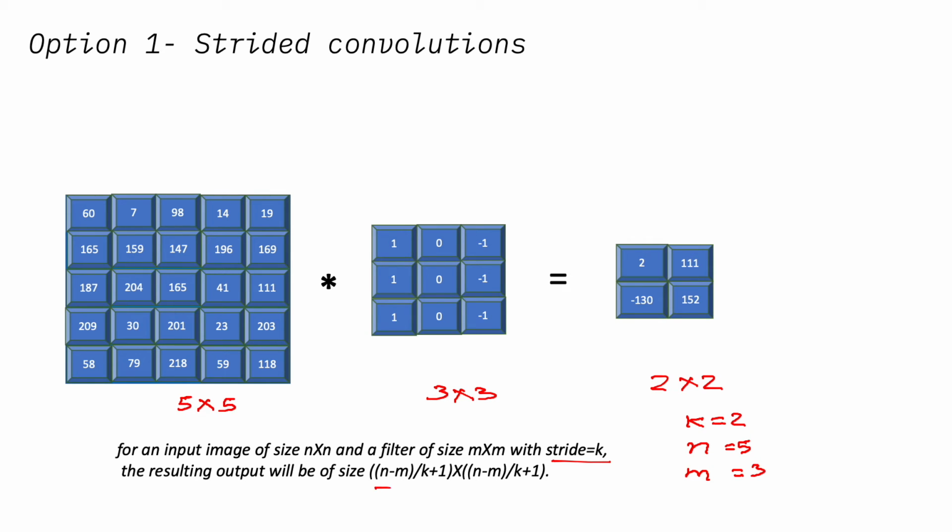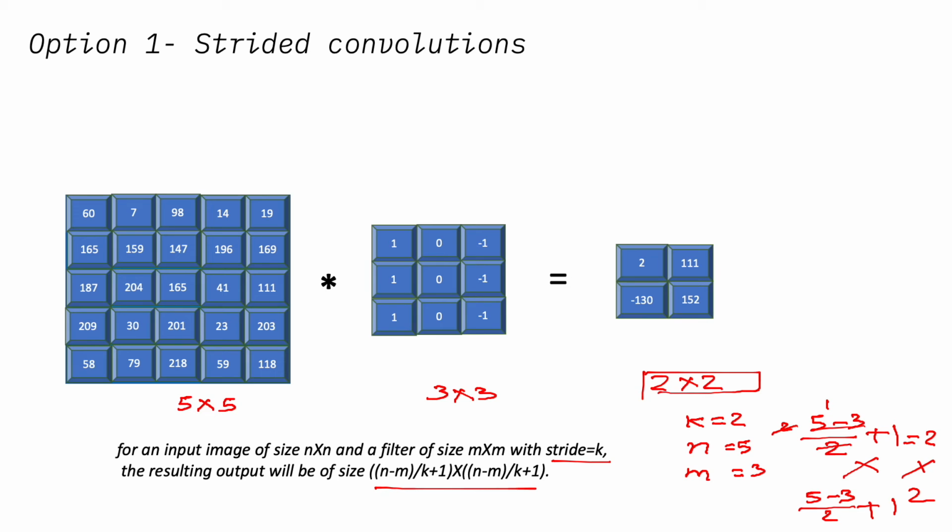So given this formula that we would be applying, it's (n minus m) by 2 plus 1 times (n minus m) by 2 plus 1, which is 5 minus 3 by 2 plus 1 times 5 minus 3 by 2 plus 1. So 5 minus 3 is 2, by 2 is 1. Let me just scribble that down. So 2 by 2 is 1, and 1 plus 1 is 2. So that's 2 cross 2. That's how we arrive at the 2 cross 2 that's mentioned over here.